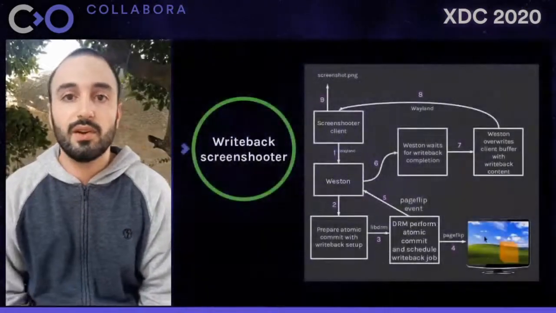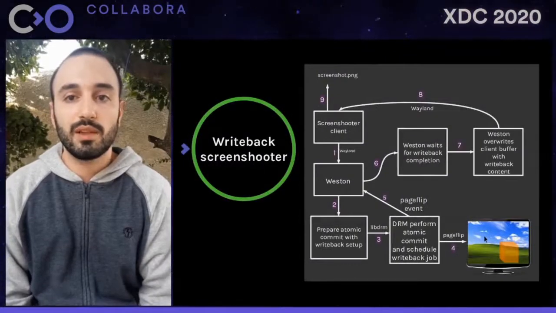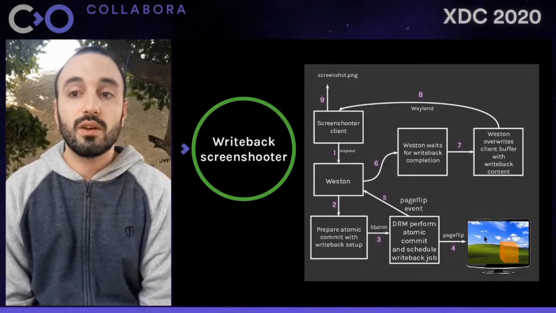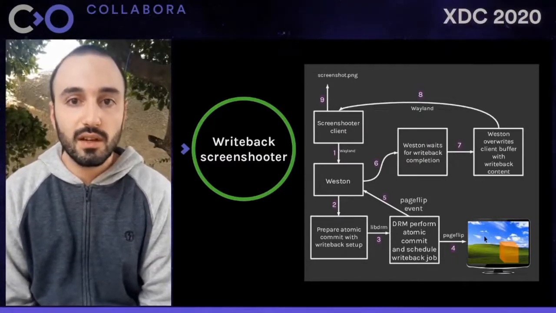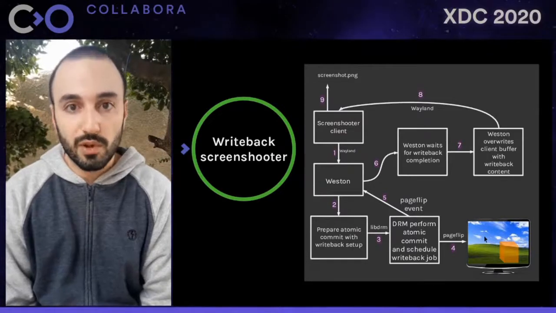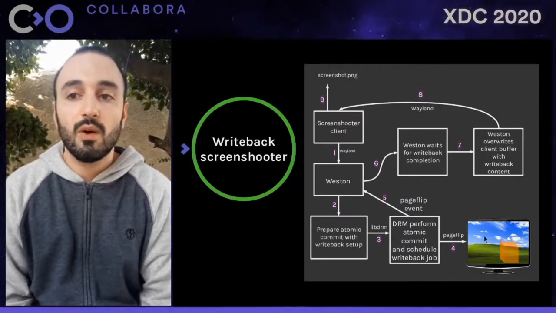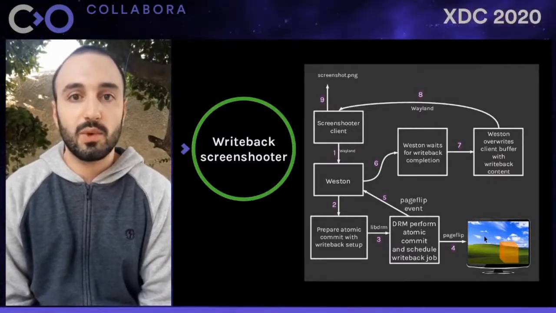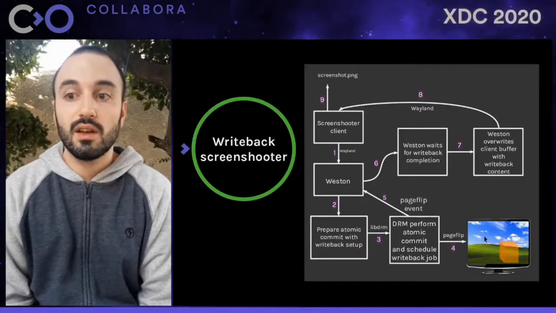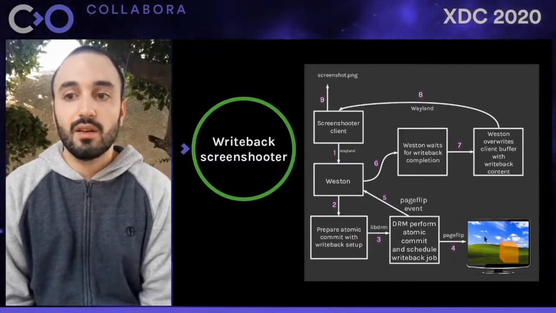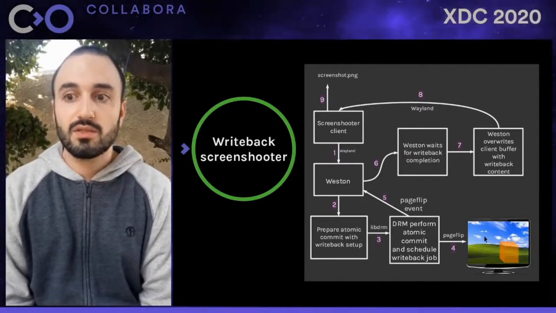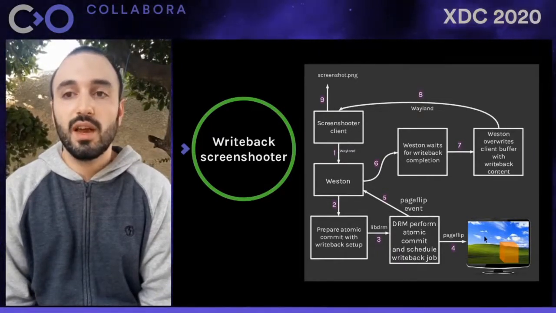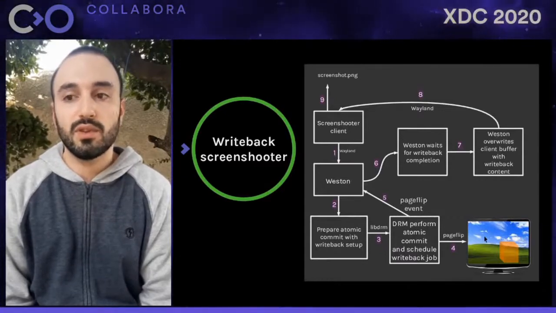Here we have a scheme showing the Writeback screen shooter that we wrote for Weston. So it all starts in the screen shooter client that uses the Wayland protocol to talk with Weston. Weston will prepare an atomic commit with the setup for the Writeback job, and this will be handled by the DRM subsystem, and so it will perform this atomic commit and schedule a Writeback job for us.